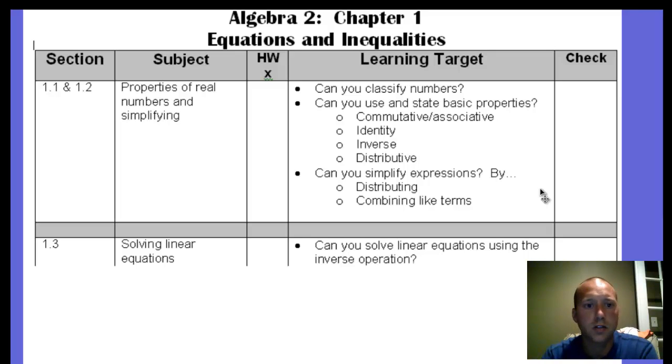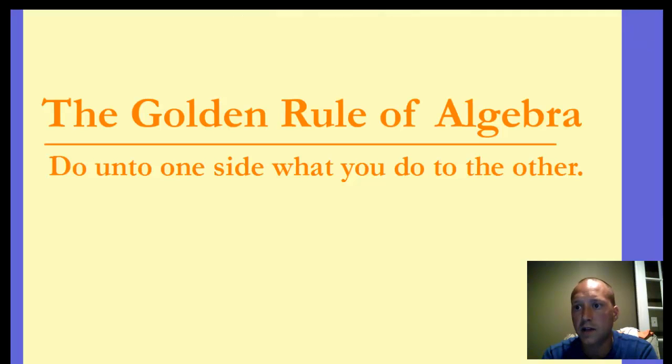Algebra 2 honors. Here we go. Yesterday we looked at 1.1 and 1.2, did some number sense, order of operations, and then some simplifying. Today we're going to take that a little further. We're going to solve linear equations. We've done that a lot in the past, but we're going to make sure we've mastered it.